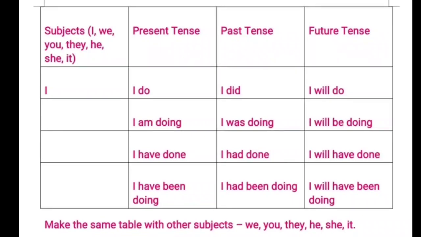Past continuous tense, I was doing. Past perfect tense, I had done. Past perfect continuous tense, I had been doing. Simple future tense, I'll do. Future continuous tense, I will be doing. Future perfect tense, I will have done. Future perfect continuous tense, I will have been doing.